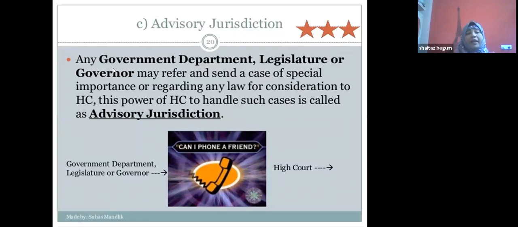Advisory function: any government department, legislature, or governor may refer or send a case of special importance regarding any law for consideration. This power of the High Court to handle such cases is called advisory function. So any government department or governor can send a case directly to the High Court when there is a question of law. They want this case to be considered directly by the High Court. Such cases are also heard in the High Court, and such a function of the High Court is called advisory function.